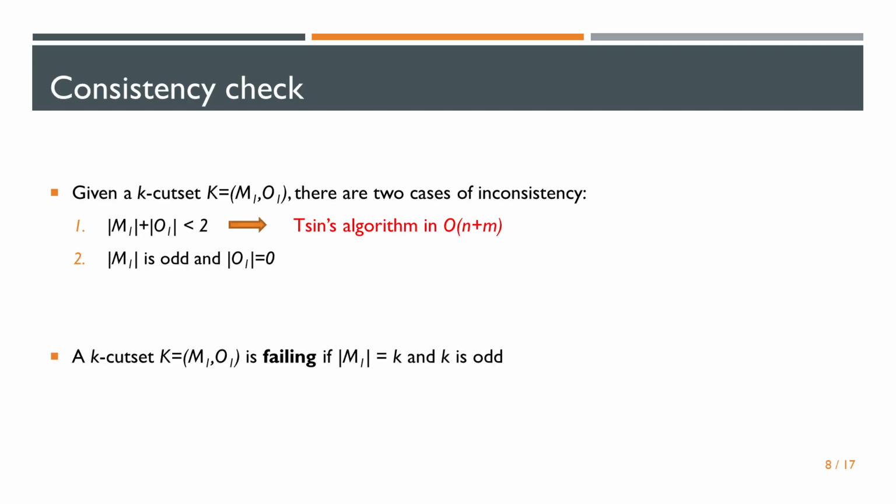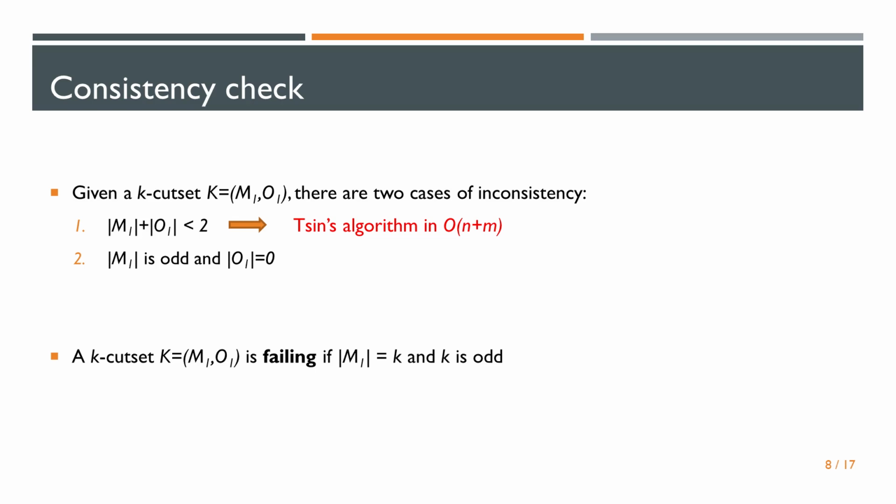Then, there are two cases of inconsistency. The first one is the one where the graph is disconnected or there is a bridge. So, there is a k-cutset with M1 and O1 with a cardinality lower than 2. There is Tarjan's algorithm in order to find if there is a bridge or if the graph is disconnected. Since we will need to find the cutsets, we will use this algorithm. We find the connected components, the bridges, and the cutsets in only linear time.